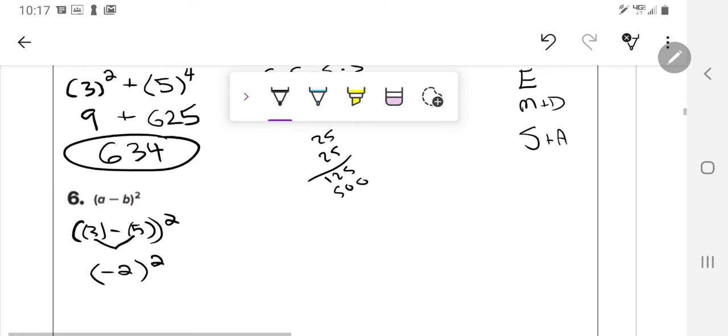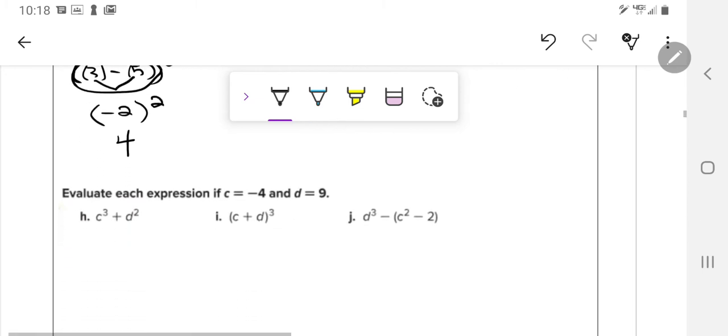So if there's an exponent outside, keep these in parentheses to make sure that we do the right thing. We want this whole thing to be taken to the second power. So that's -2 to the second, which means -2 times -2. If you have to write it out, go ahead, but a negative times a negative is a positive. 2 times 2 is 4. All right.